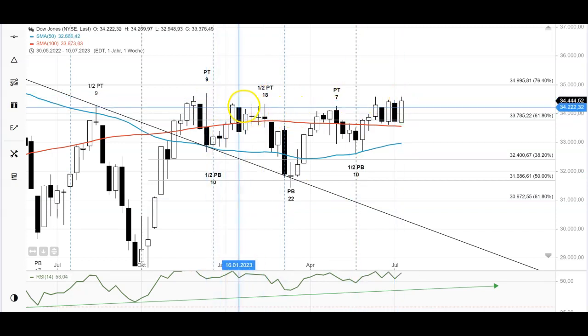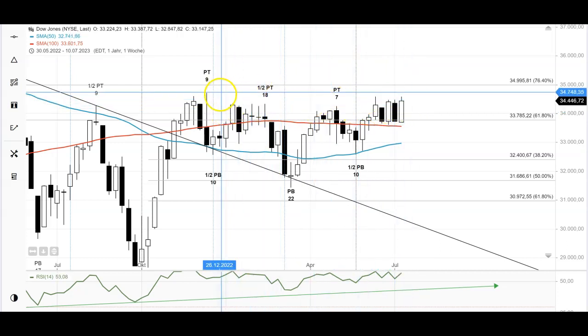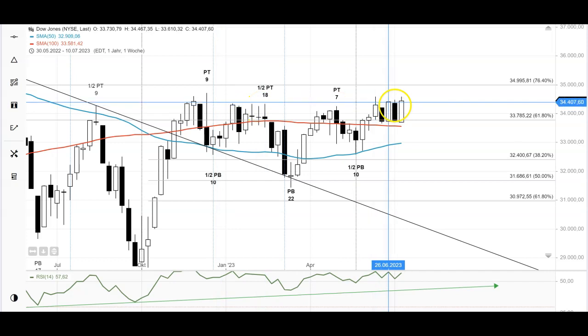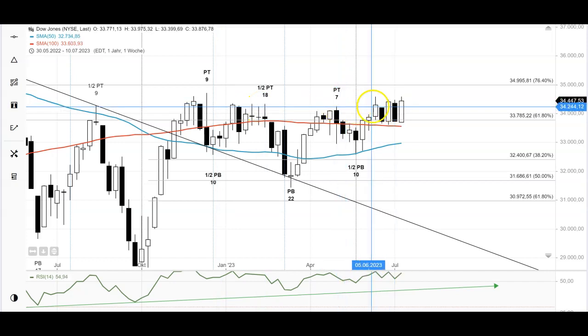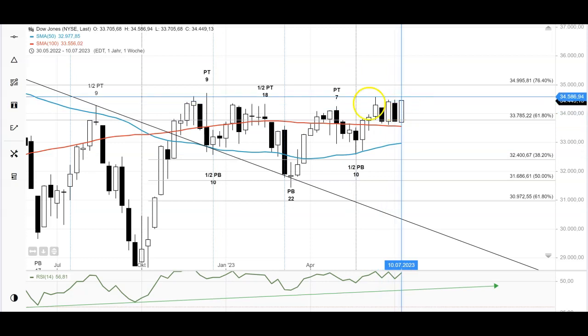So yeah, keep this area here. It's a major resistance. Once it breaks, I'm pretty sure we run much, much higher. But if we keep failing here, let's put it this way, the odds have been very good to have a massive drop also to the downside.